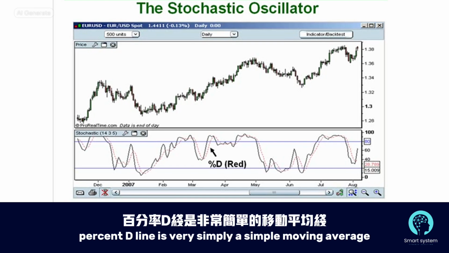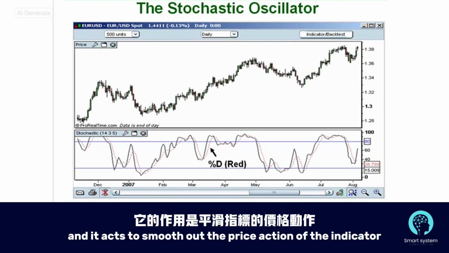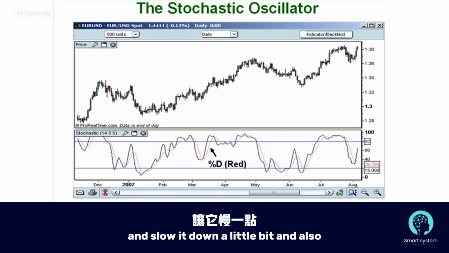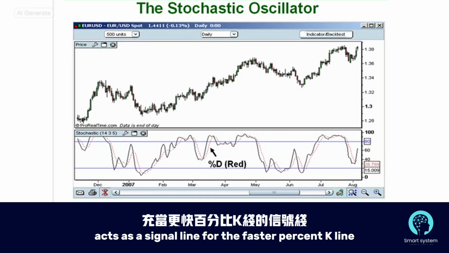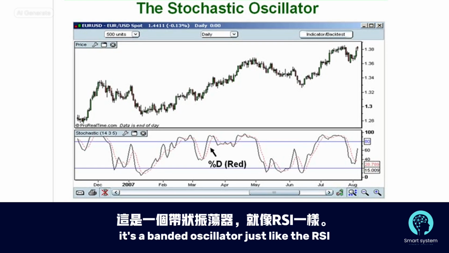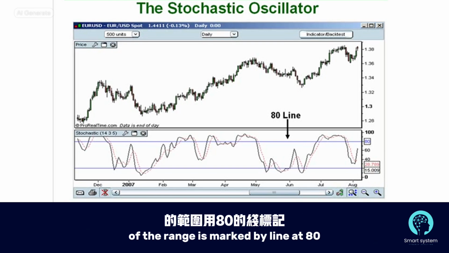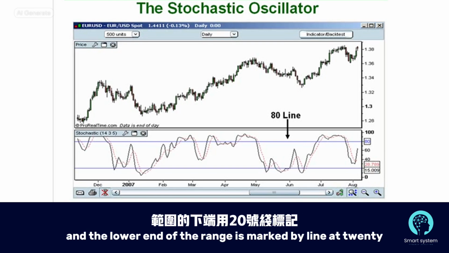The %D line is very simply a 5-period simple moving average of the %K line, and it acts to smooth out the price action of the indicator and slow it down a little bit, and also acts as a signal line for the faster %K line, which we're going to learn about later in this lesson. It's a banded oscillator just like the RSI. It fluctuates between 0 and 100, and the upper end of the range is marked by a line at 80, and the lower end of the range is marked by a line at 20.